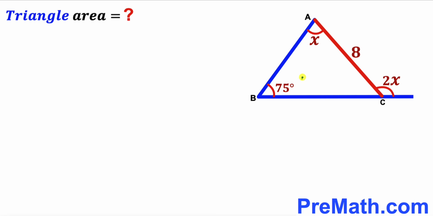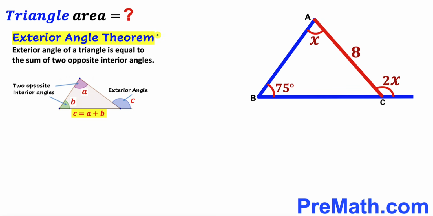Since we are interested in calculating the area of this triangle ABC, we must find the value of angle x, and we know our two interior angles are x and 75 degrees, whereas this exterior angle is 2 times x. So let's recall the exterior angle theorem. According to this theorem, the exterior angle of a triangle is equal to the sum of two opposite interior angles, as you can see in this given diagram.